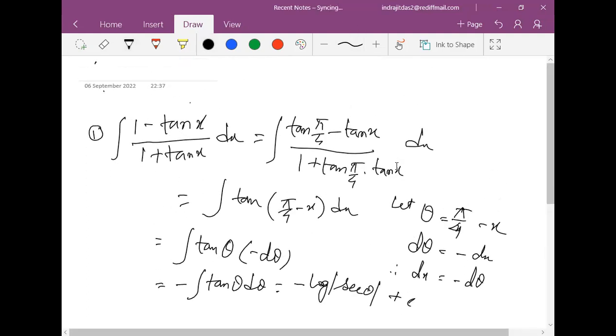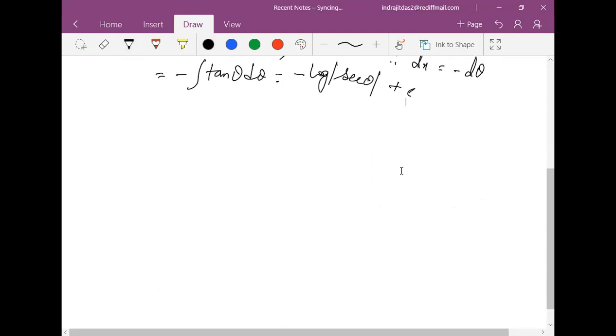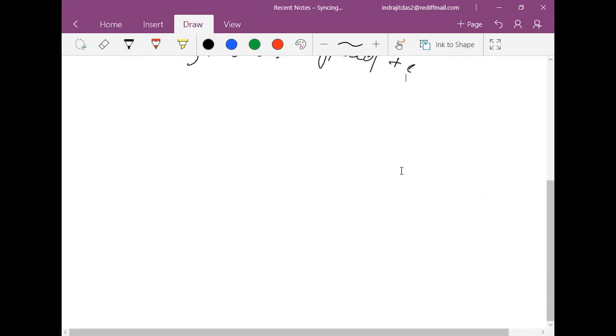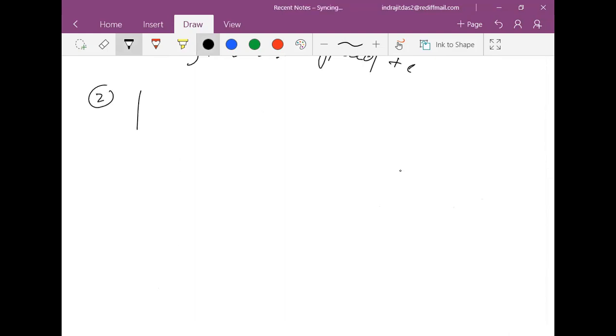This is the first question of today's discussion. The next question, I can proceed to another very important idea: root over 1 plus or minus sine 2x. These types of problems. 1 plus sine 2x, we can write it as cos x plus sine x, or sine x plus cos x, whole square.